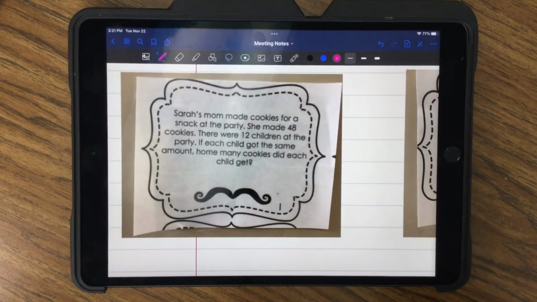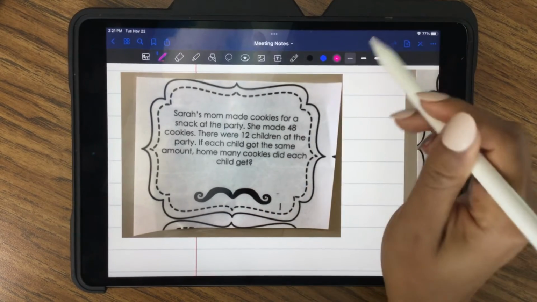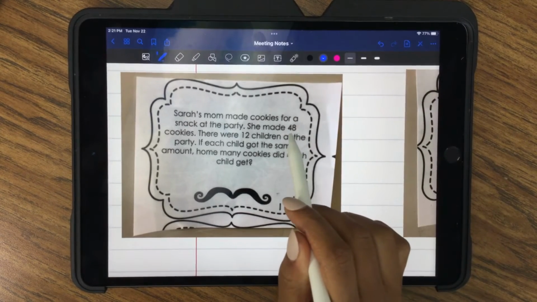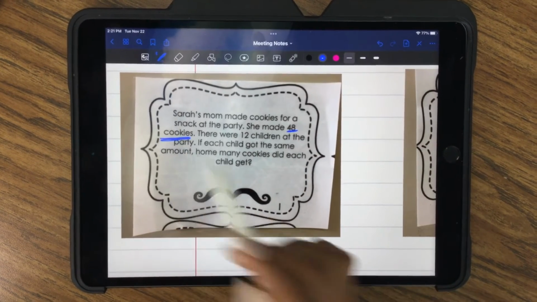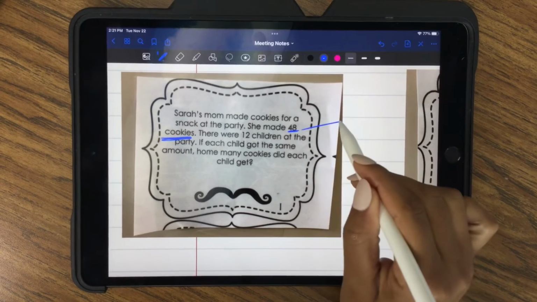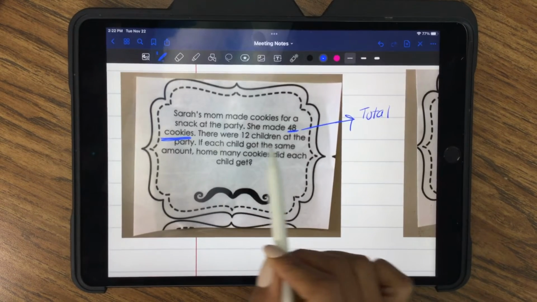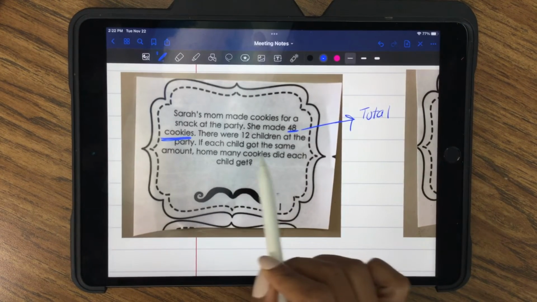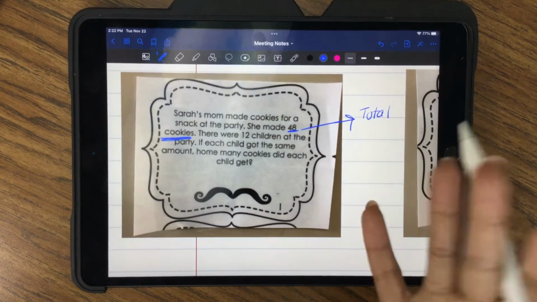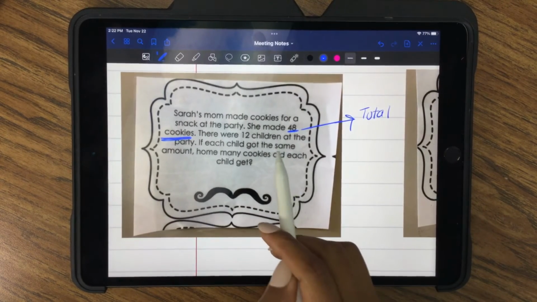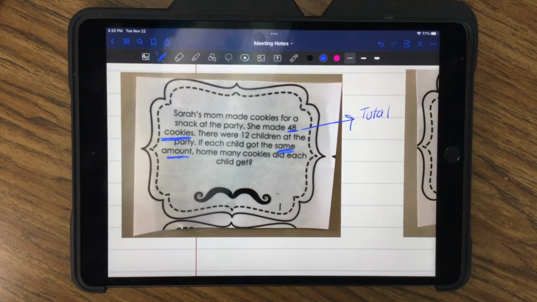So some of the most important things for us to point out is that they're telling us that she made 48 cookies. So what's that telling us? 48 cookies. We already know our total. And then it says there were 12 children at the party, and each child got the same amount. That tells us that it's either multiplication or division because each child got the same amount. We're sharing equally. That's how we know it's not subtraction, okay?